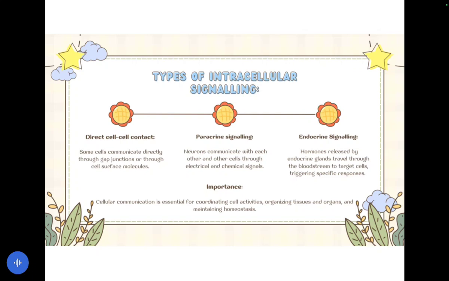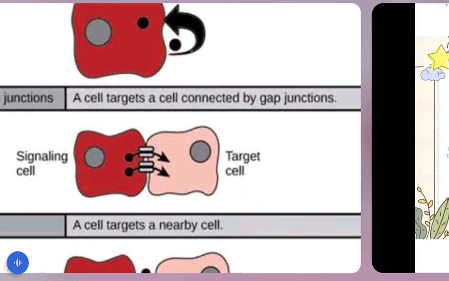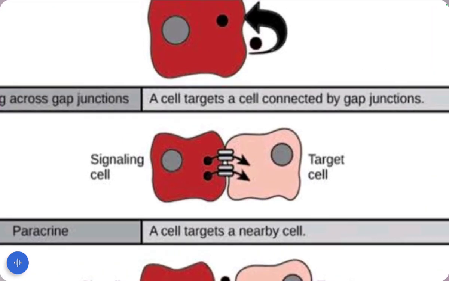Next is paracrine signaling. Neurons communicate with each other and other cells through electrical and chemical signals. So, in paracrine signaling, the cells are not far away from each other, but at the same time, they are not very close to each other. So, there is a distance. So, what is used is like this illustration.